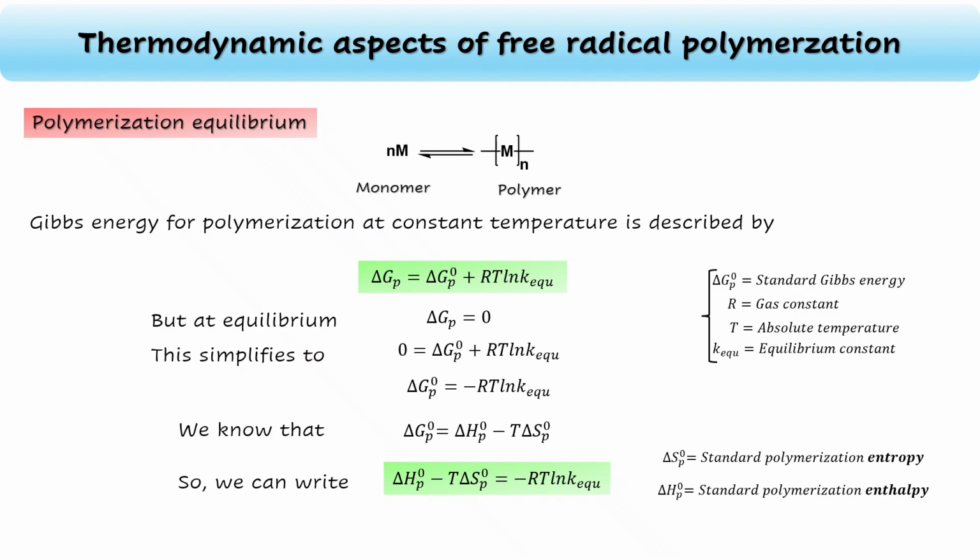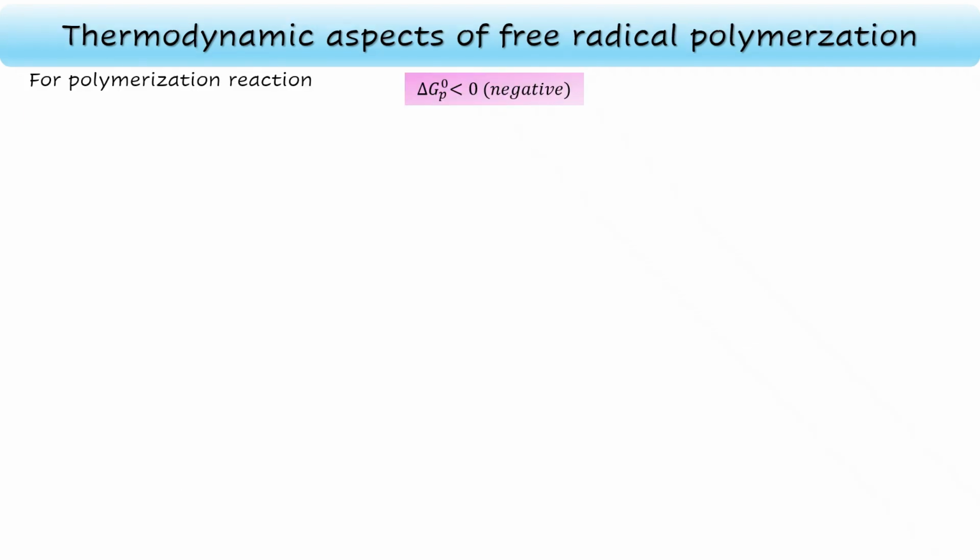It shows us that both heat exchange and disorder play a role in determining how far polymerization proceeds. A negative ΔGp° means the reaction is spontaneous, and the larger the equilibrium constant, the more polymer is formed. Now, let us look more closely at the thermodynamic conditions required for a polymerization reaction to be spontaneous.